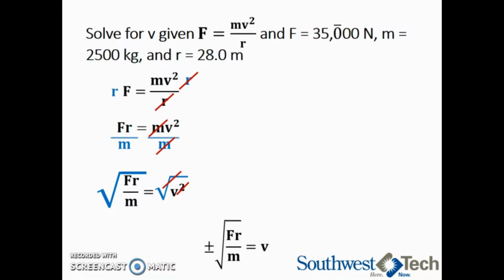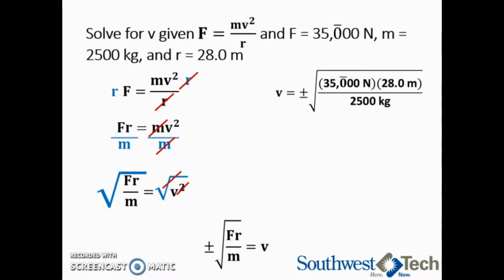Now that we have our equation set, we can substitute in the data we are given. This means v is equal to plus or minus the square root of 35,000 newtons multiplied by 28.0 meters divided by 2,500 kilograms. When we perform the multiplication, we're left with v equals plus or minus 19.8 meters per second.